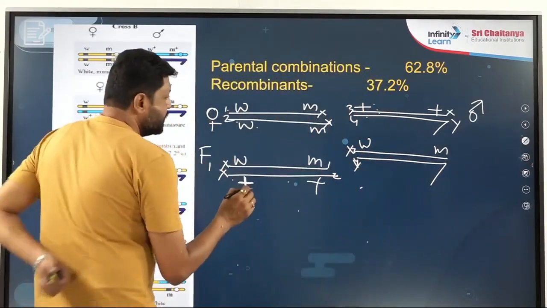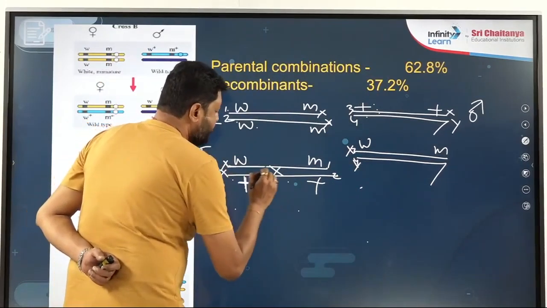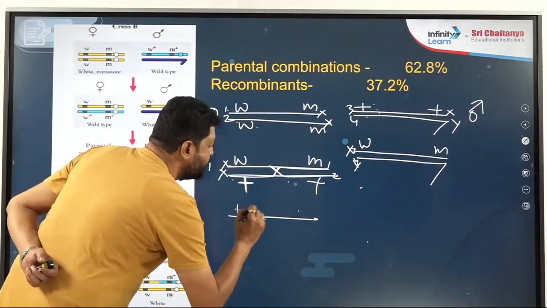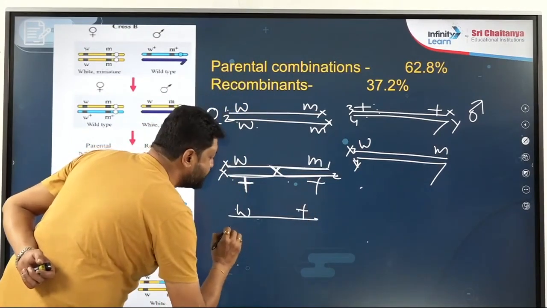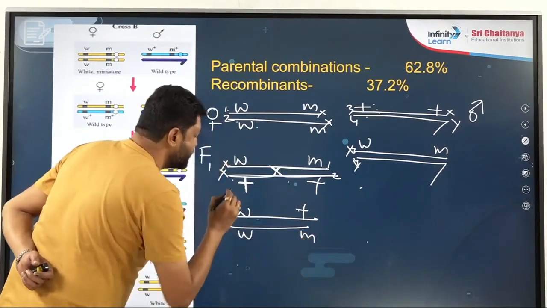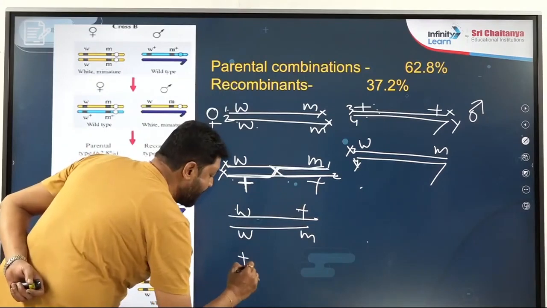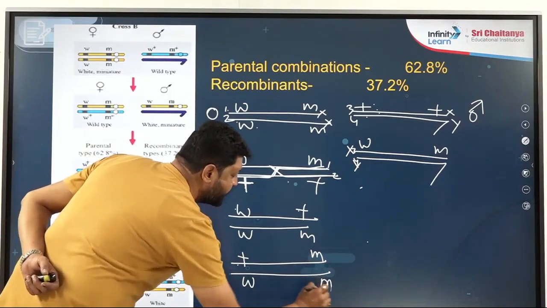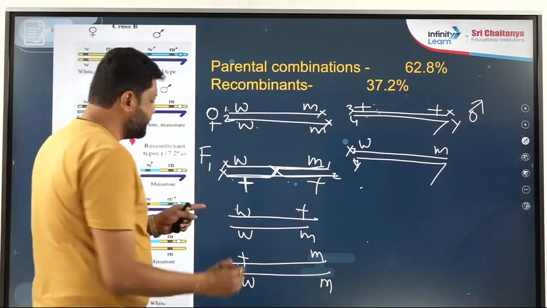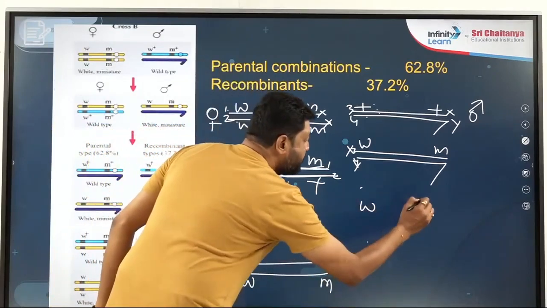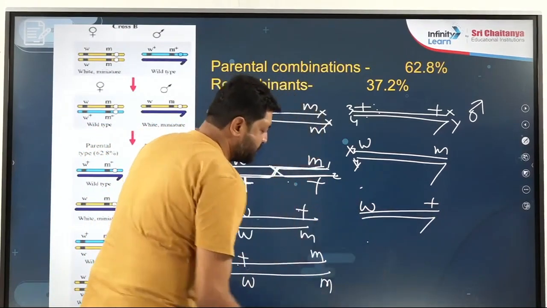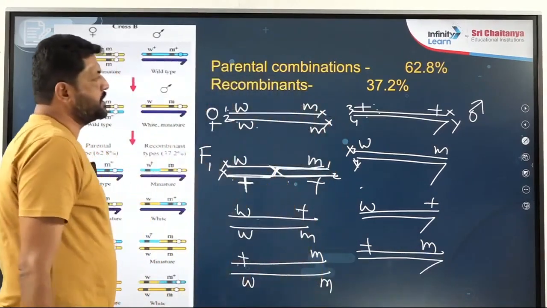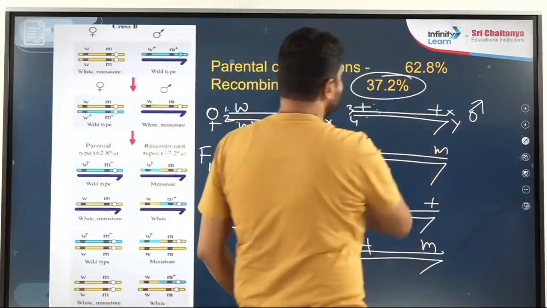So if we have a crossing over here, then we calculate W plus, W plus, and plus M. The first chromosome W plus brings that X chromosome, white miniature. Next will be plus miniature, next will be WM. These are recombinants. Make the males with recombination: take this one, W plus Y chromosome. Next, plus miniature, Y chromosome. These are the recombinants. Here the recombinants are 37.2%.